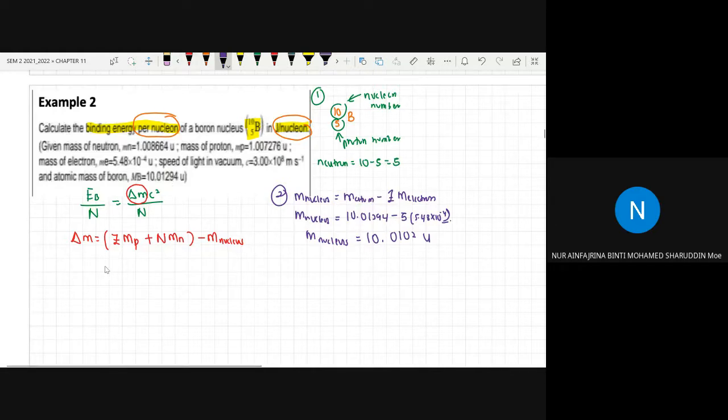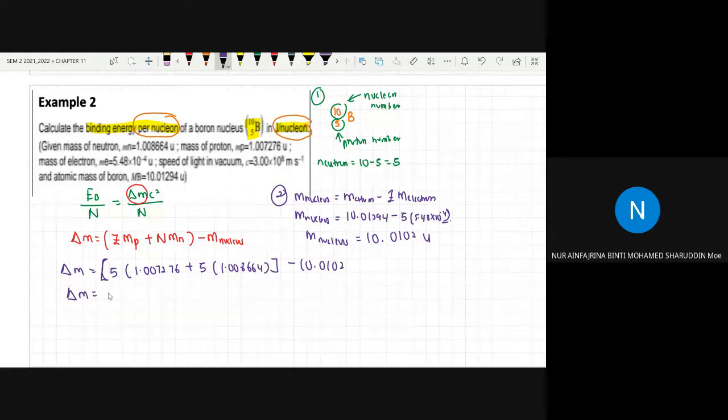So then, we know the number of proton is 5. Mass of proton is 1.007276. Number of neutron is 5. Mass of neutron is 1.008664. And mass of nucleus is 10.0102, subtracted. So your mass defect will be 0.0695 U. Am I right? Does everyone get the same?